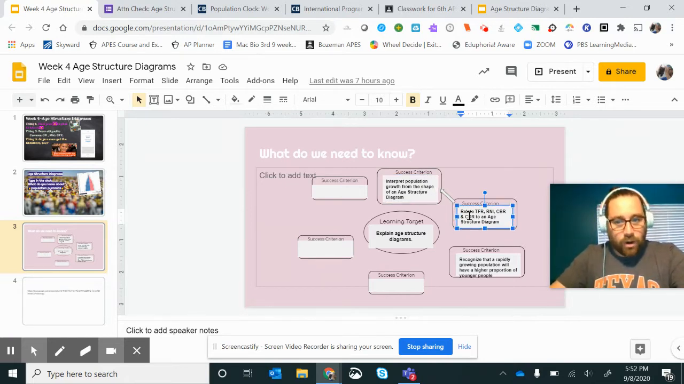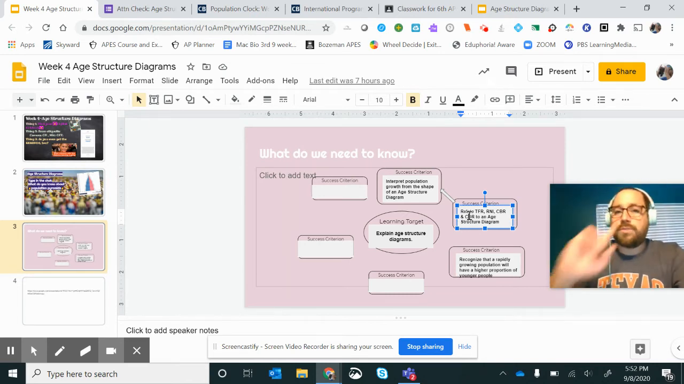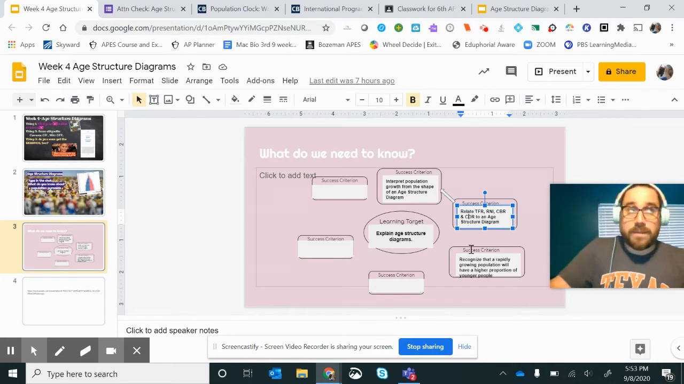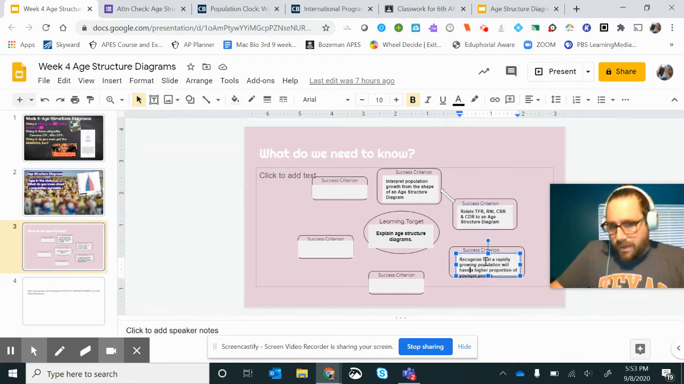Specifically, you need to relate the RNI, CBR, and CDR. You already know these terms. I hope so. You have a quiz on Friday. So the crude birth rate and crude death rate determine the RNI, the rate of natural increase. A new term for us, the TFR, total fertility rate. How does that relate to these age structure diagrams? That's what determines the shapes. And then recognize that a rapidly growing population will have a higher proportion of younger people.